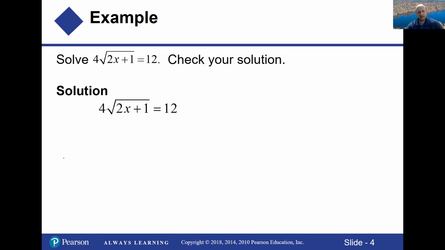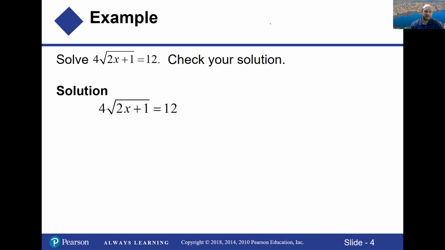Okay, we need to solve for x. So the equation here is 4 times root 2x plus 1 equals 12. Okay, and we have to solve for x. And then what we're going to do with these is we have to check the solution. And that's because sometimes when you're solving these radicals, you can have two different solutions, and one of them might not work. And I'll talk about that here in a second, but this one will only have one solution.